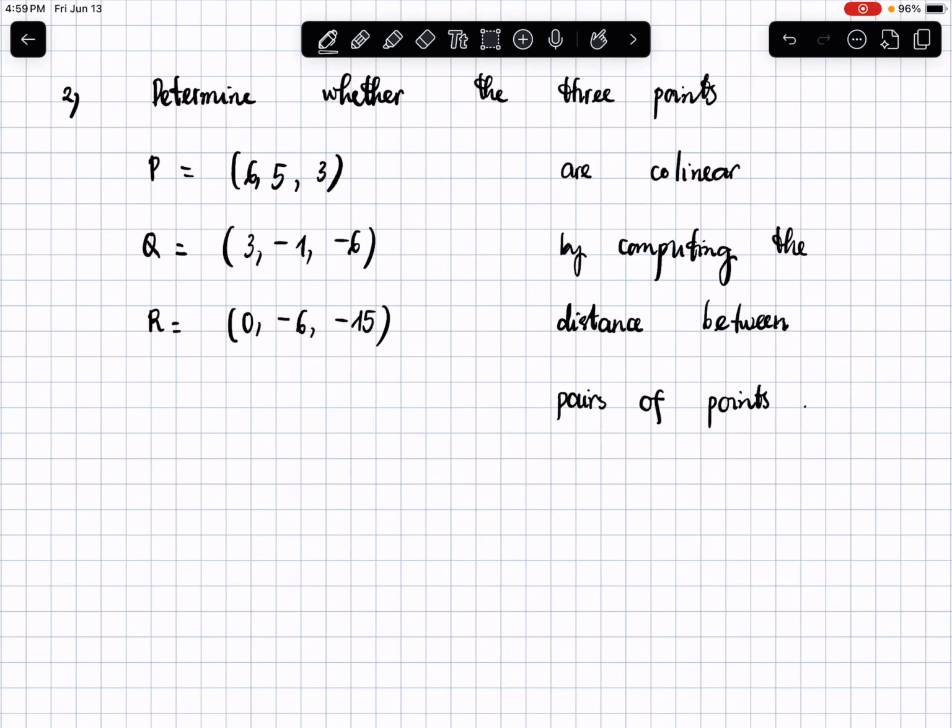Determine whether the 3 points P, Q, and R are colinear by computing the distance between pairs of points. So here we need to check whether the 3 points are colinear. Colinear means that the 3 points are on the same straight line.